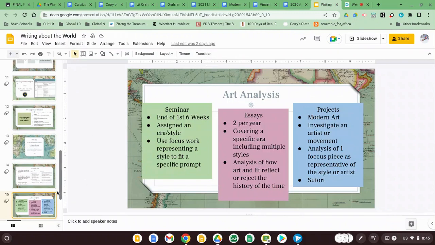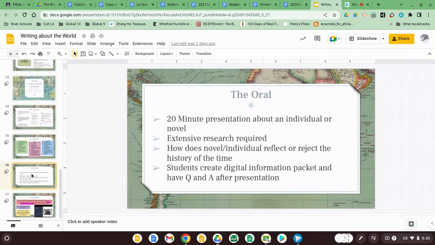We have a major project that's part of our course. It's called the Oral. It's a 20-minute presentation. Kids are assigned time periods and they can choose an individual or they can choose to read a novel that comes from that time period. This is in lieu of a research paper. And so it's a lot of research that the kids are required to do. We ask them to basically present on how the novel or the individual is a reflection or a rejection or both of the history or the time period.